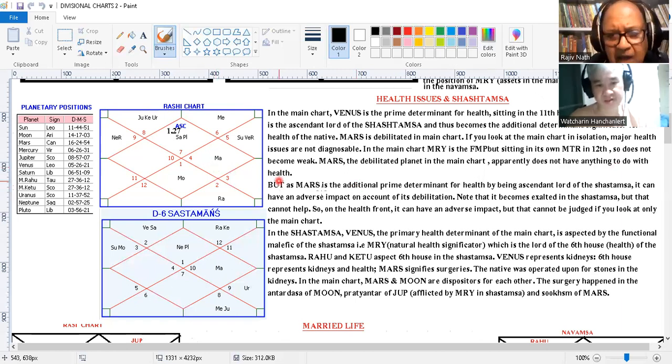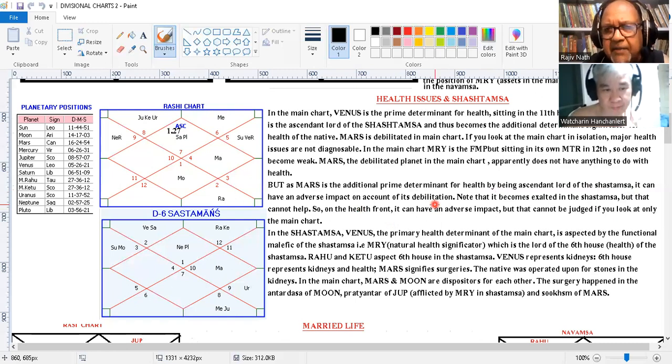But as Mars is the additional prime determinant, now when we look at the Shashtamsa, we see that Mars is the additional prime determinant for health because it is the lord of the Lagna in the Shashtamsa, D6. And it is debilitated in the main chart. But as Mars is the additional prime determinant for health by being ascendant lord of the Shashtamsa or D6, it can have an adverse impact on account of its debilitation in the main chart, because it is an additional determinant for health.